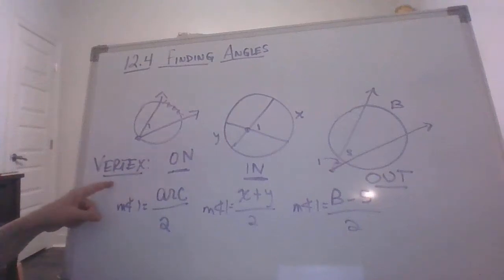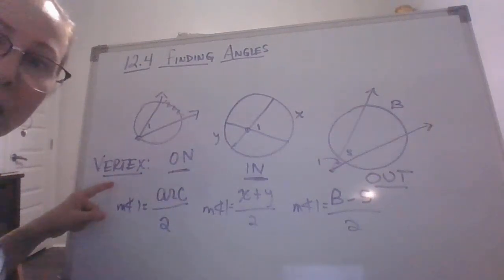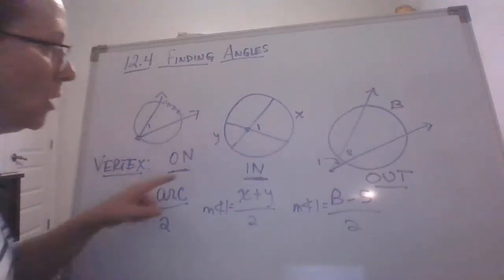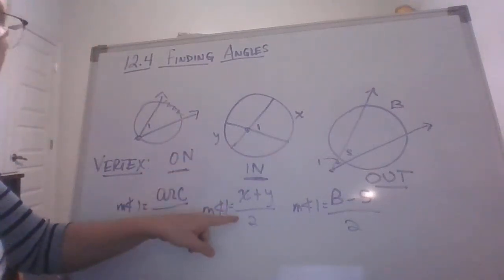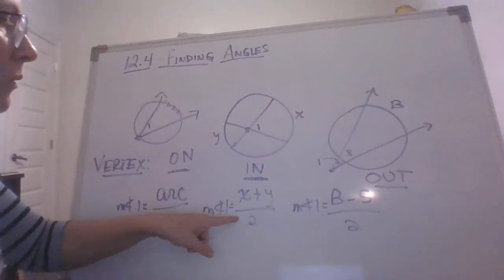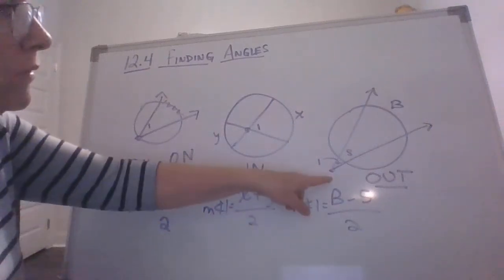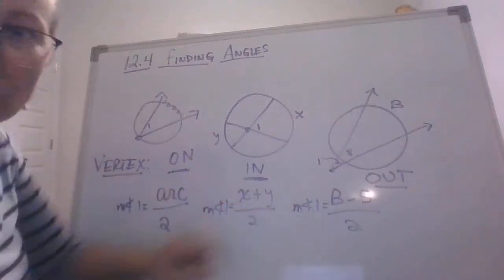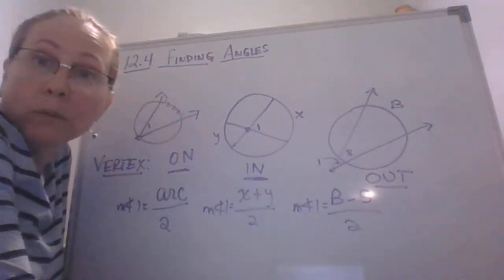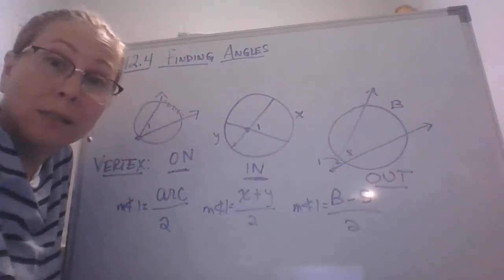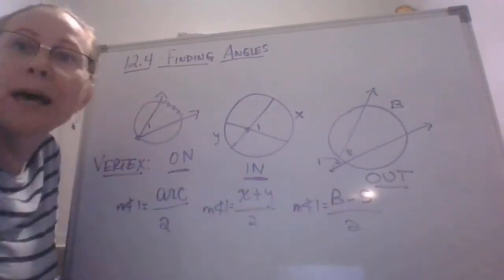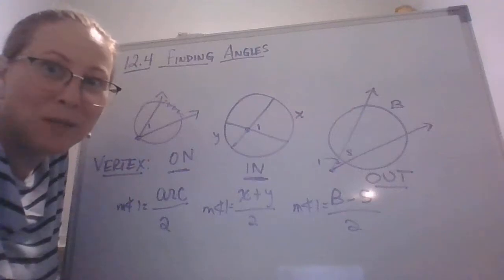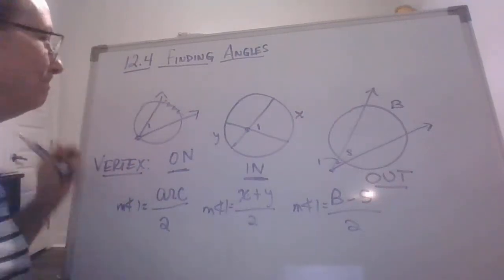So the vertex of the angle will determine which one you are going to use. Are you just going to take the arc and divide it by 2? If the vertex is in, are you going to take the two arcs and divide by 2 once you add them? Or if the vertex is outside the circle, subtract the arcs and divide by 2. So where the vertex is tells me which formula to use. Okay, let's jump in and do some problems.